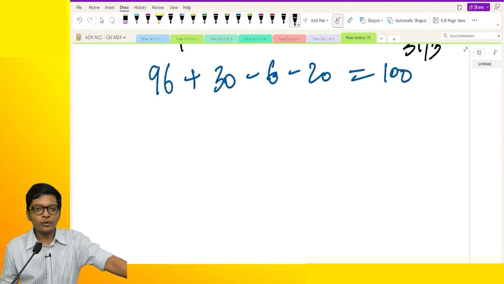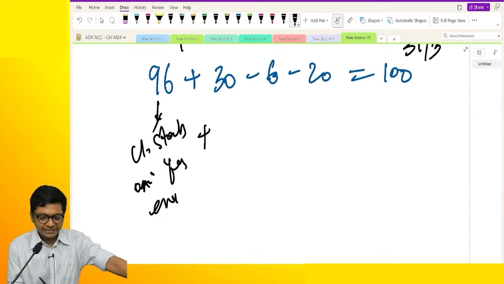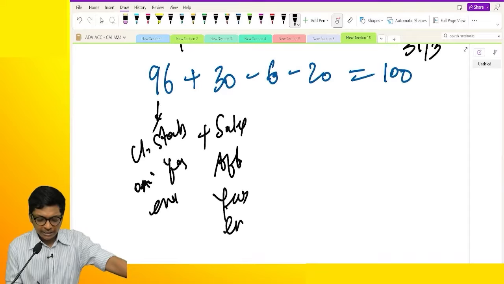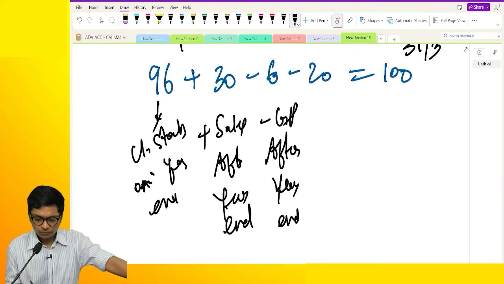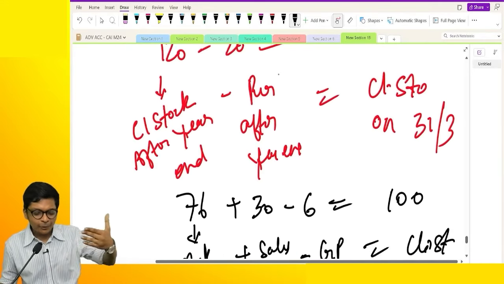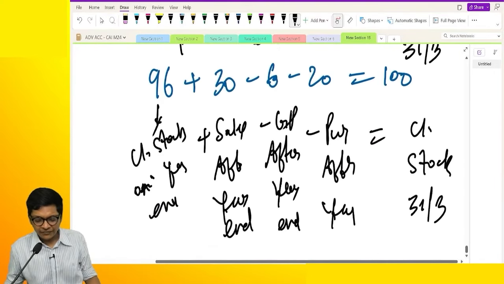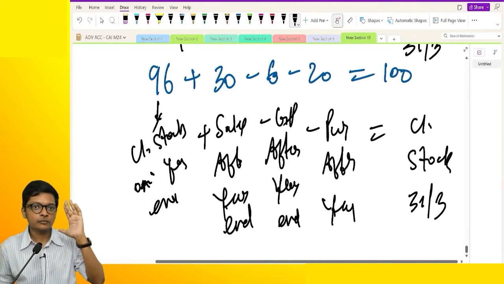This is the formula in the book, guys. Closing stock after, plus sales after year end, minus GP, minus purchases after year end, is equal to closing stock on 31st March. I am basically adding the above two formulas. I did purchase separately, I did sales separately. This is the final impact. How many of you are understanding?